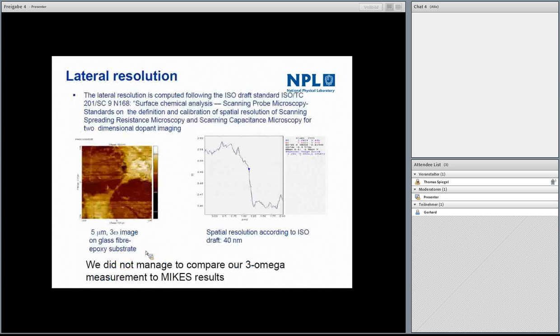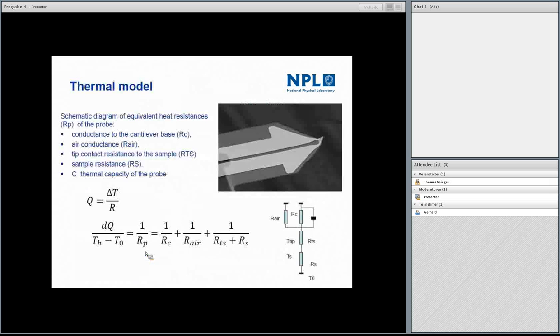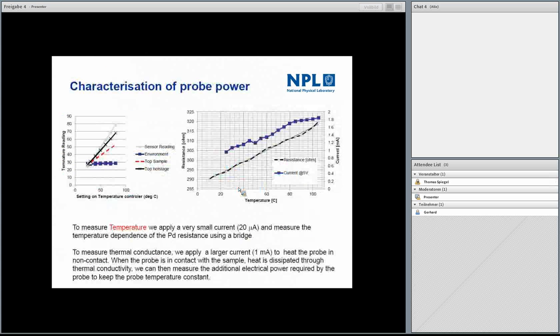Sorry, there's a missing sentence here. I just want to explain it, unfortunately, without the pictures. To measure the temperature, we put a very small current in this path and we measure the resistance of the electrode, and the resistance is a function of the temperature. There is not much self-heating of the probe. And to measure thermal conductivity, what we do, I think it's coming later. Sorry, it's here.